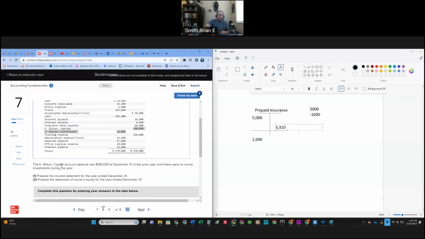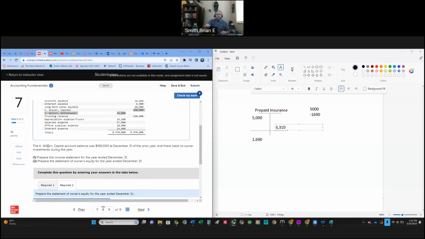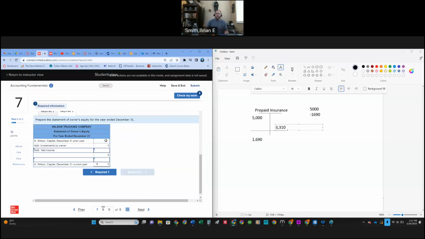Whatever that is, we're going to put it here. Beginning capital balance, unless it says something here. Look at this. A. Wilson capital account balance was 190,000 at December 31st of the prior year. Hey, it's still the same amount. However, you could still have owner's contributions throughout that year. If it was 160,000 at December 31st of the prior year, and we look up here, we would know there was 30,000 of owner contributions throughout that year. That's how we would figure that out. But it's not the case. So that one's an easy one, 190,000. We just list it.